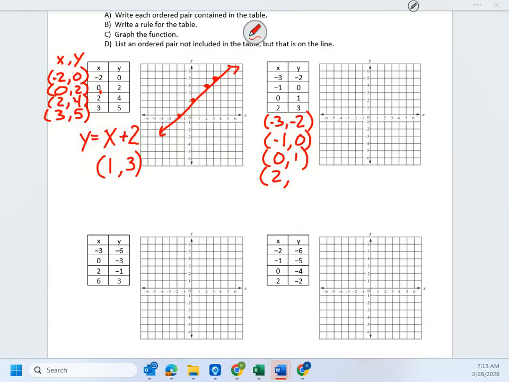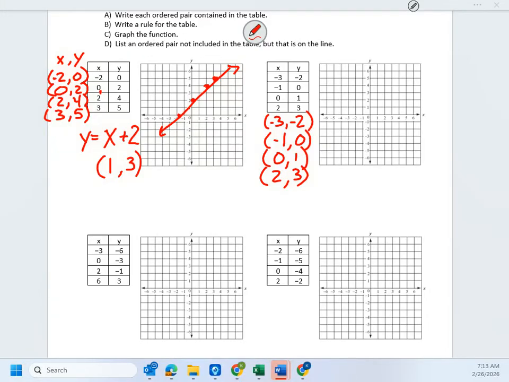So I have -3, -2, -1, 0, 1, 2, 3. Now I need to look at how my X's are going to my Y's. Am I increasing or am I decreasing? If it's increasing, you're going to see some multiplication or addition. If you are decreasing, that would be subtraction or division.